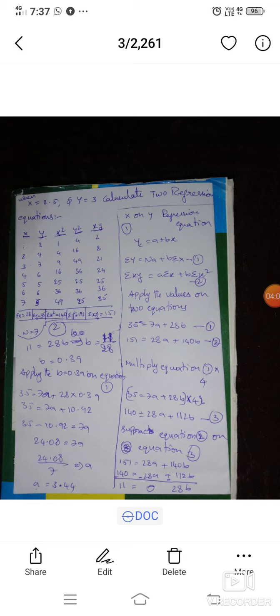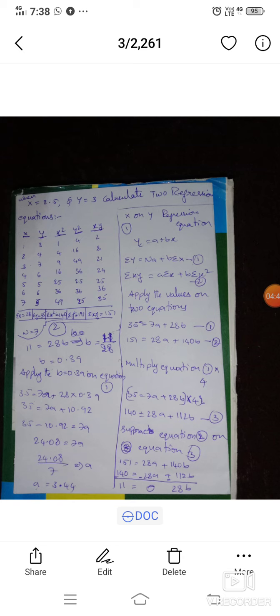So we write equation number 2 first: 151 is equal to 28a plus 140b. Then the third one: 140 is equal to 28a plus 112b. Subtracting, we get 11 is equal to 0 minus 28b, that is, 11 is equal to 28b. So b is equal to 11 divided by 28. The b value is 0.39.